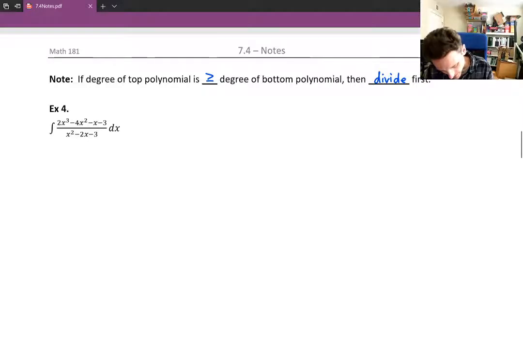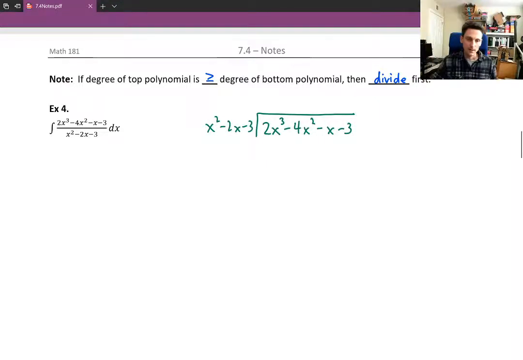We've got 2x cubed minus 4x squared minus x minus 3 divided by x squared minus 2x minus 3. Now if you remember how to do this long division, first you look at the leading terms, so here we have 2x cubed divided by x squared, and then we write our answer up here. So that's going to be 2x. Then you take that 2x and multiply it by the divisor, which is this polynomial out here to the left, and write your answer underneath.